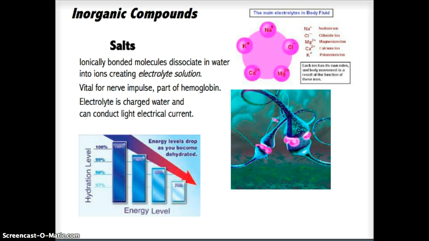Salts are ionically bonded molecules that dissociate in water into ions. Ions are charged atoms, and in solution they create an electrolyte solution. Our main electrolytes or salts are sodium, chloride, magnesium, calcium, as well as potassium. These electrolyte solutions are crucial for nerve impulses, for example. They're also a part of hemoglobin. An electrolyte is a charged water that can conduct a light electrical current.